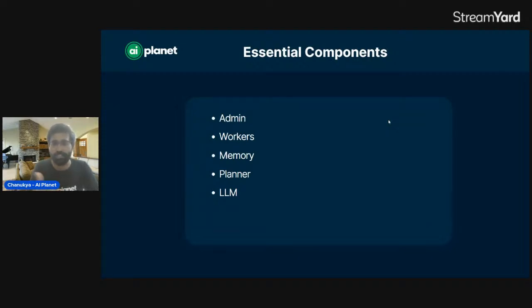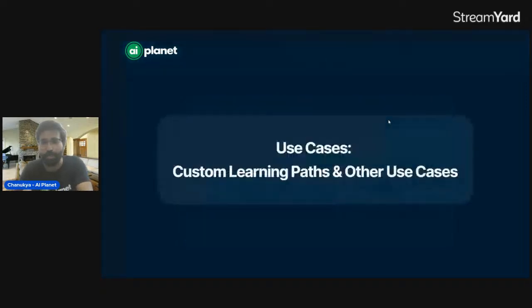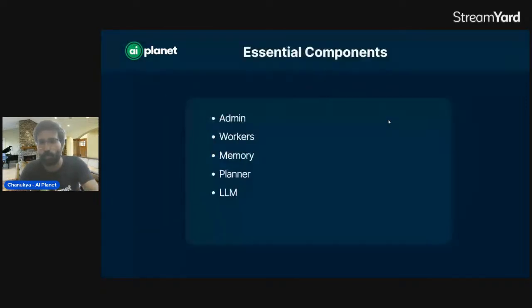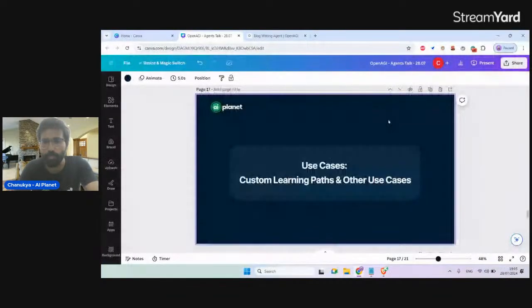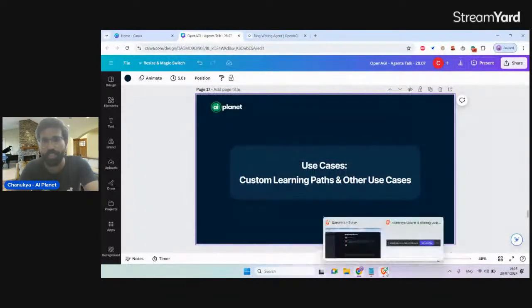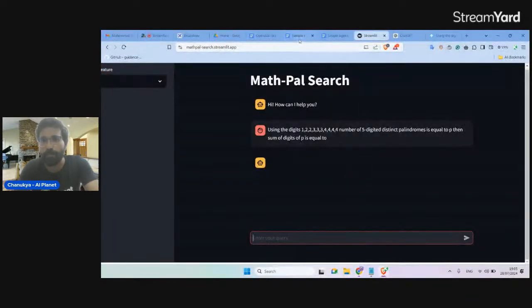So that's where there are different components that would allow you to build these autonomous agents. And that's where I'm sure Shiva and Shreehari will give you a code walkthrough on that. But before that, I'll probably walk you through two simple use cases. One is more on the architectural level, right? One is a simple blog writing use case, and the other one is custom learning paths. So let me just quickly walk you through that.